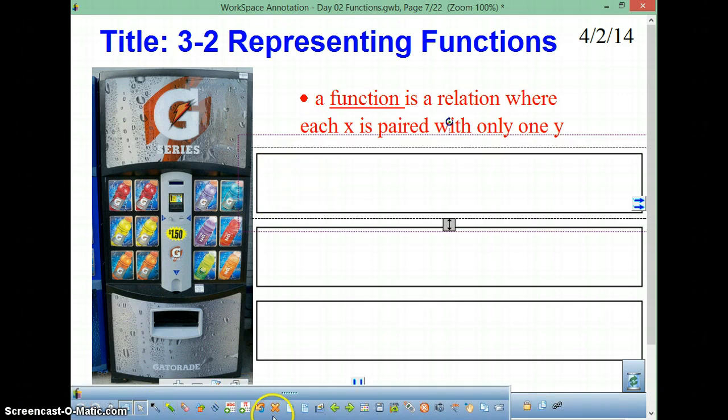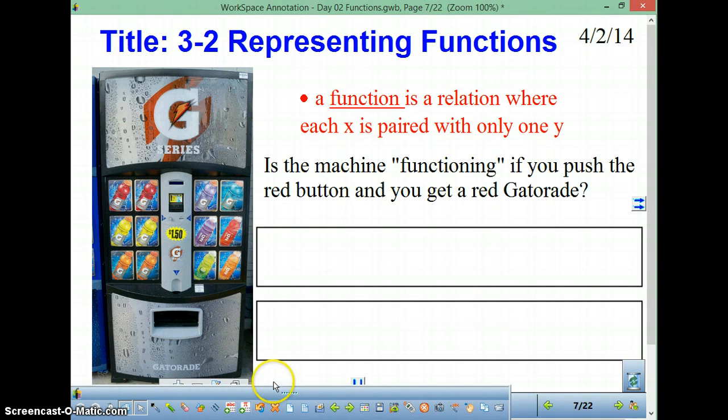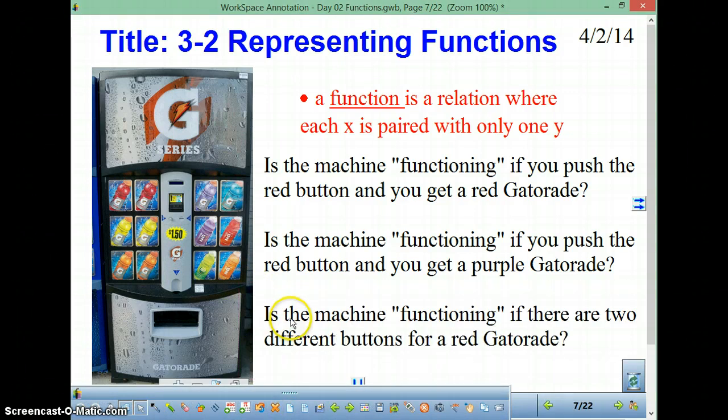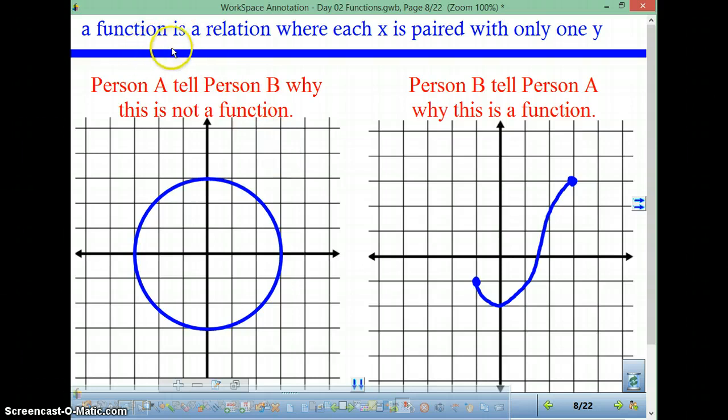These are some really simple questions. Is the machine functioning if you push the red button and you get a red Gatorade? Yes, of course. Is the machine functioning if you push the red button and you get a purple Gatorade? No. It doesn't make sense that you're expecting to get red and you get purple. You get something different than what you expected. Is the machine functioning if there are two different buttons for a red Gatorade, like this and this? You could push this, or you could push this and get a red Gatorade. Yes, it is functioning. That happens all the time. Remember, a function is a relation where each x is paired with only one y.